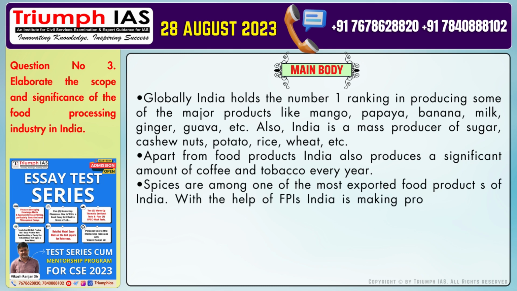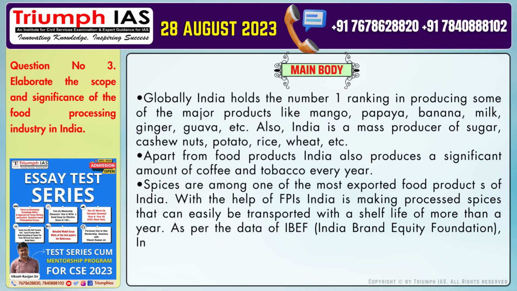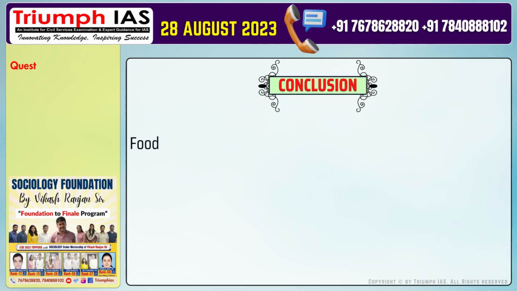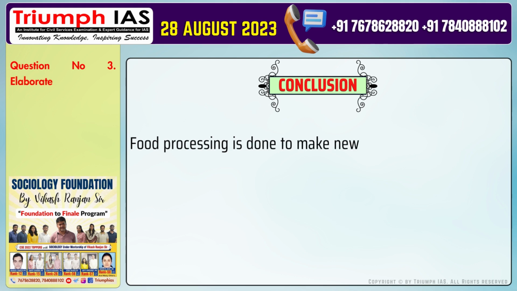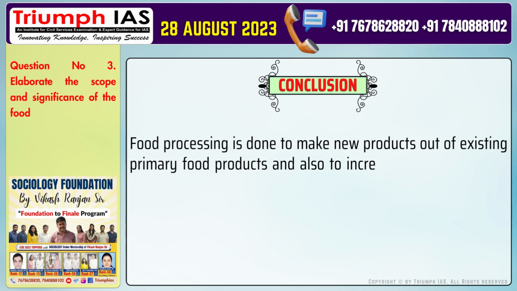With the help of FPIs, India is making processed spices that can easily be transported with a shelf life of more than a year. As per the data of IBEF, India Brand Equity Foundation, India exported spices worth 4 billion US dollars in the financial year 2021. Conclusion of the answer is food processing is done to make new products out of existing primary food products and also to increase their shelf life so that it stays fresh for longer.